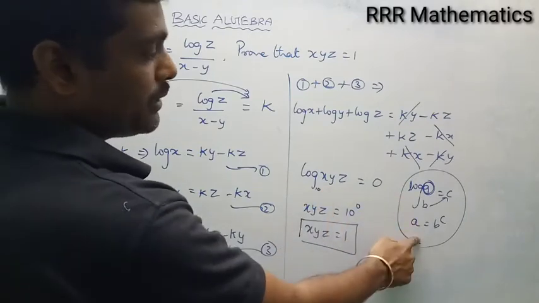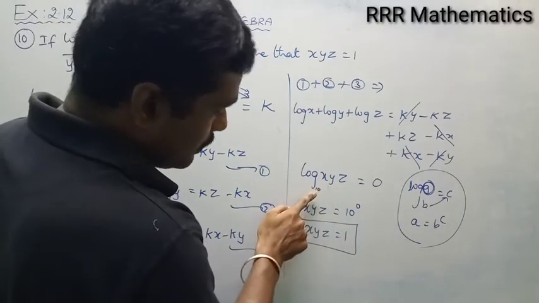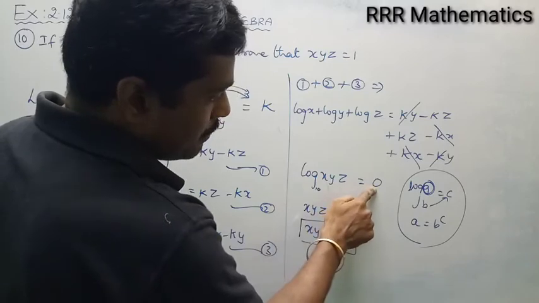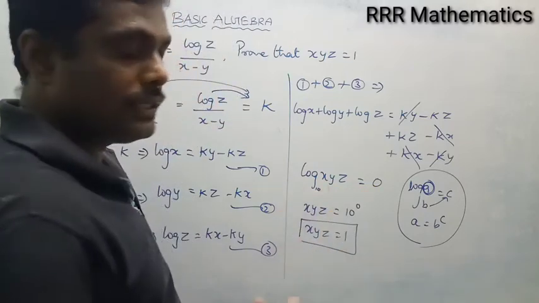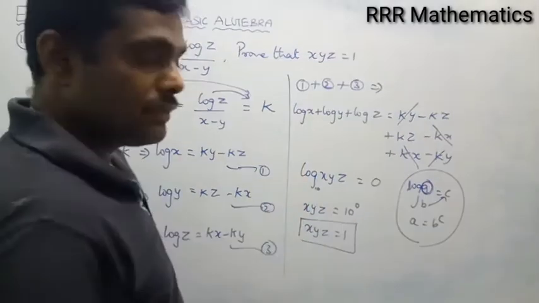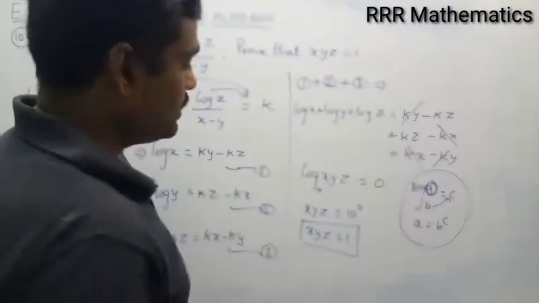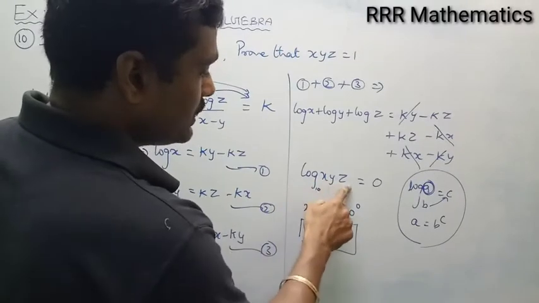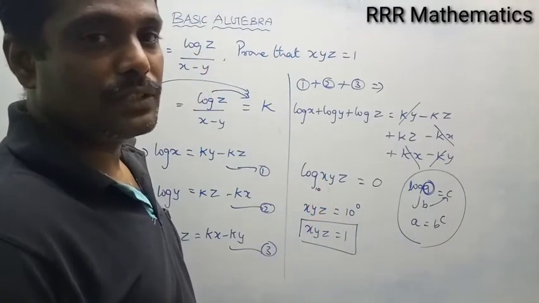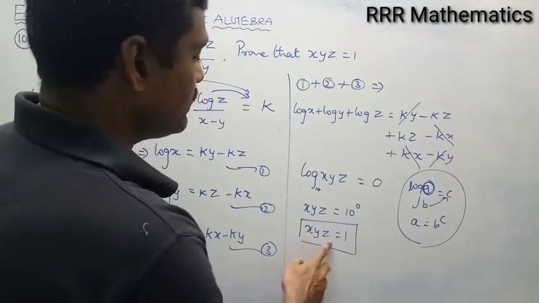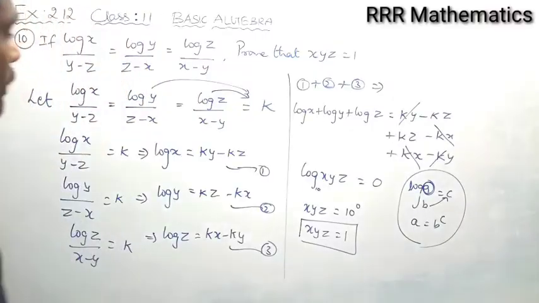Convert your logarithmic to exponential. What is the base? Power this one. So xyz equal to 10 power 0. How the 10 comes? When the base is not given, you want to consider the base as 10. Okay, it's quite common. So xyz equal to 10 power 0. What is 10 power 0? Any non-zero power 0 is 1. So xyz equal to 1. That's all.